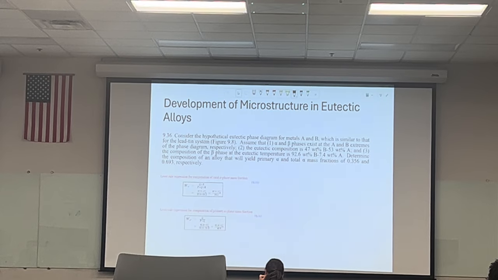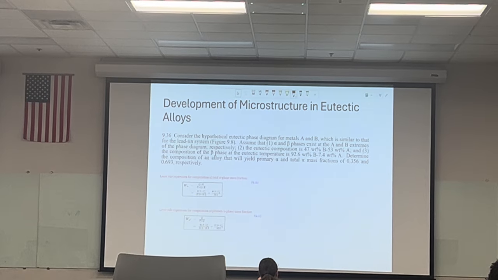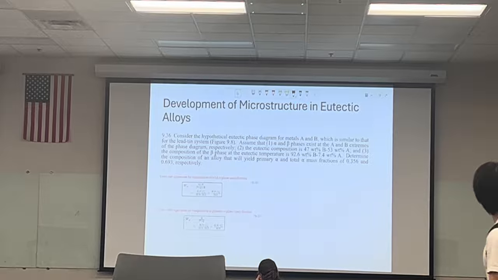So assume that alpha and beta phases exist at the A and B extremes of the phase diagram, respectively, and they want us to also assume that the eutectic composition is 47% of B and 53 weight percent of A. And they also want us to assume that the composition of the beta phase at the eutectic temperature is 92.6 weight percent of B and 7.4 weight percent of A.